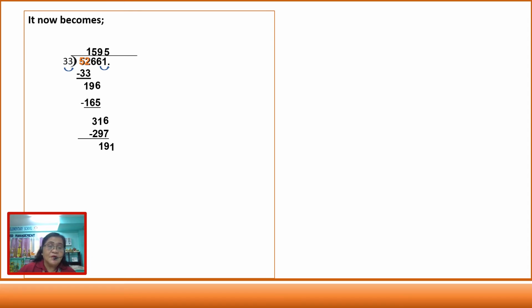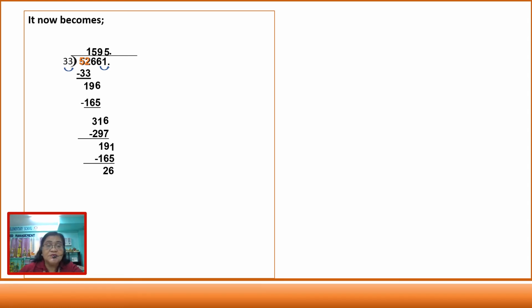So we have the decimal point already there, so I also have to write it on top, aligned with the decimal point inside the dividend. To continue, 5 times 33 is equal to 165. 191 minus 165 is equal to 26. 26 is smaller than 33, so I have to bring down another number.